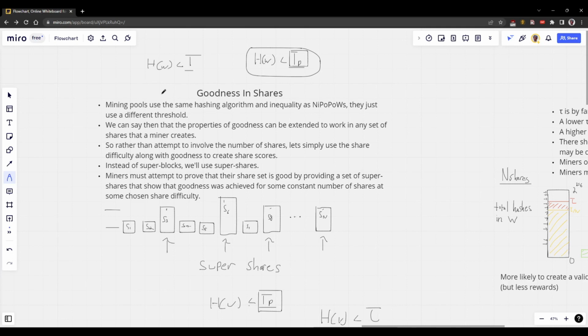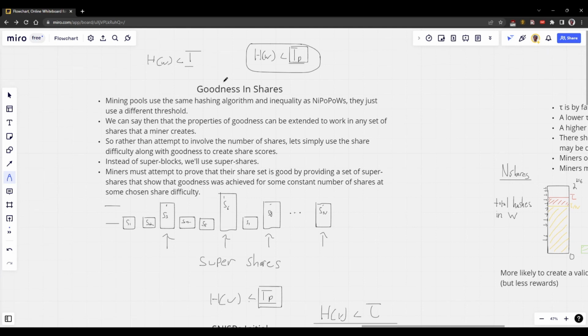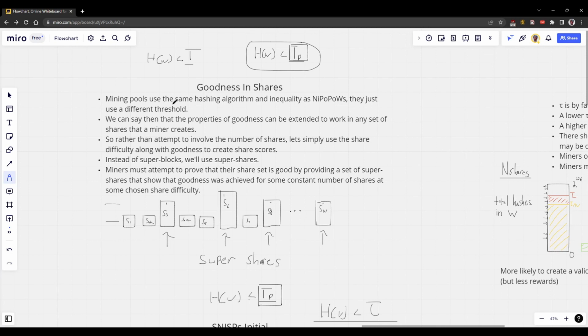For one, when miners are mining, they're using the same hash function in mining pools as they are using in normal solo mining. So really, it's the same inequality, but you're just using a different threshold. For blocks, you're using T, and for mining pools, you're using T of P. So let's say then that we can extend the property of goodness to any set of hashes, or in our case, shares that a miner creates.